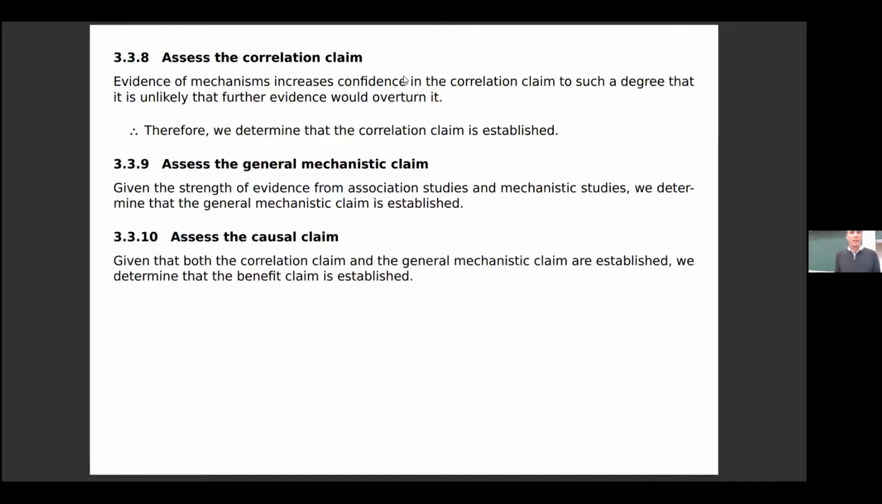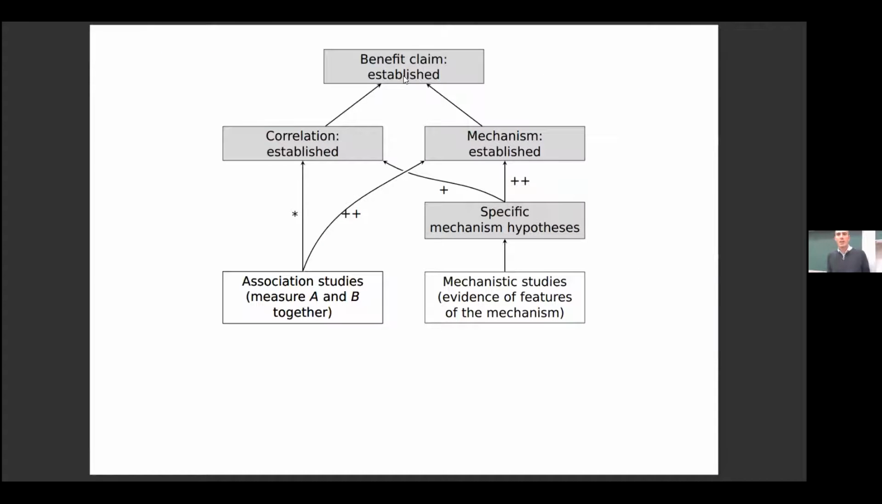We then assess the correlation claim. The evidence that we get from mechanisms increases our confidence in the correlation claim, we would argue, to such a degree that it's unlikely that further evidence would overturn the claim. So we classify the correlation claim as established. Similarly, let's look at the picture here. The association studies on their own establish the correlation claim, and this is supported by mechanistic evidence.